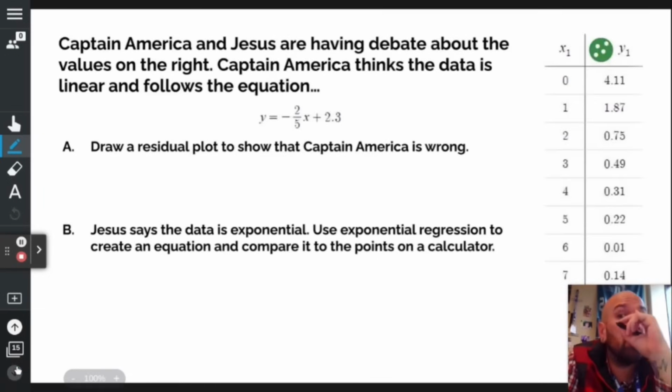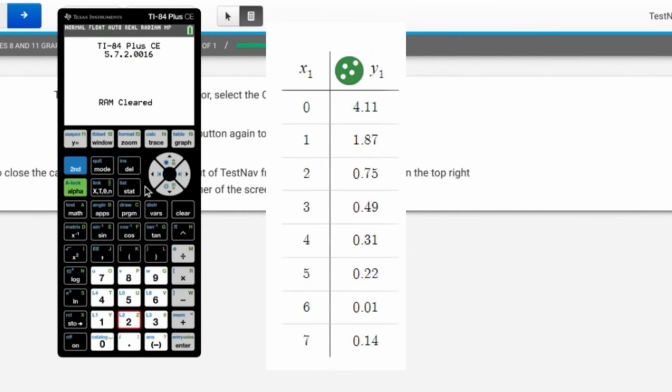Last one. Yes. The biggest rivalry of them all, Captain America and Jesus. They're having a debate about this data over here. Captain America thinks the data is linear. And he thinks the equation y equals negative 2/5 x plus 2.3 should do the job. Draw a residual plot to show that Captain America is wrong. Yes, the old battle between Captain America and Jesus.